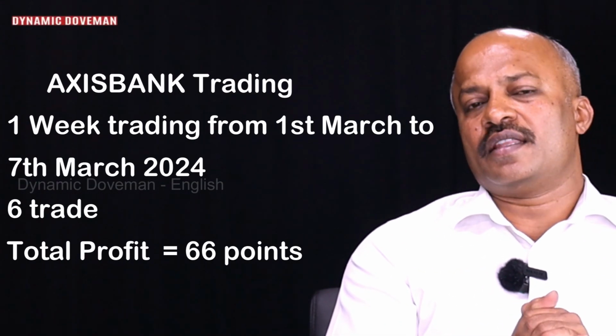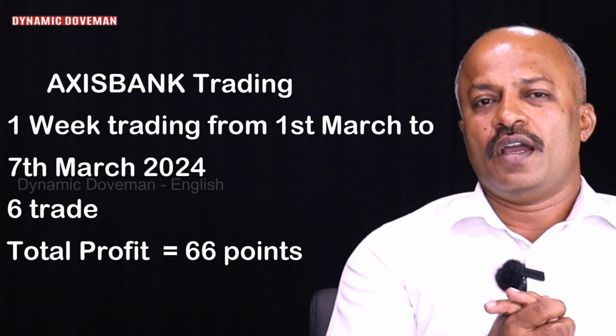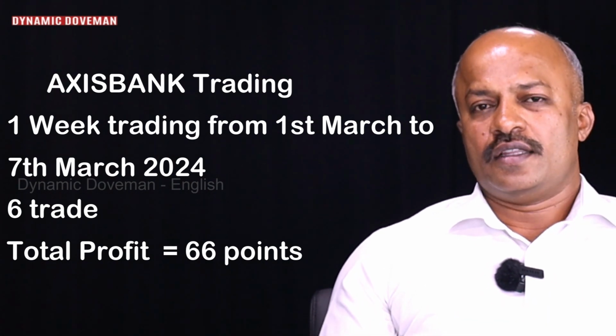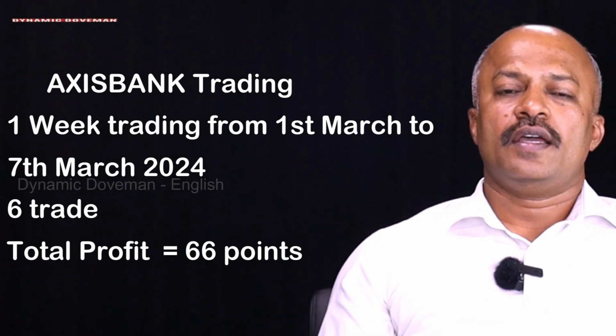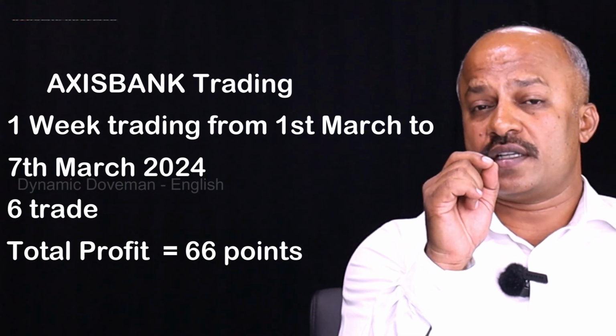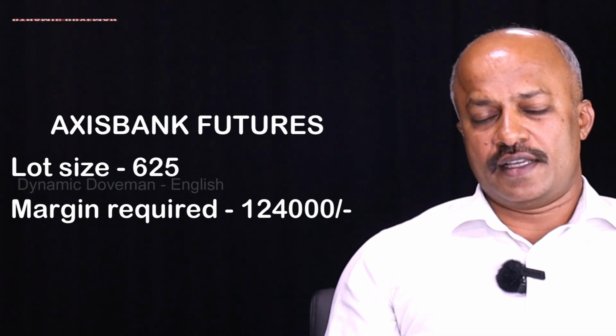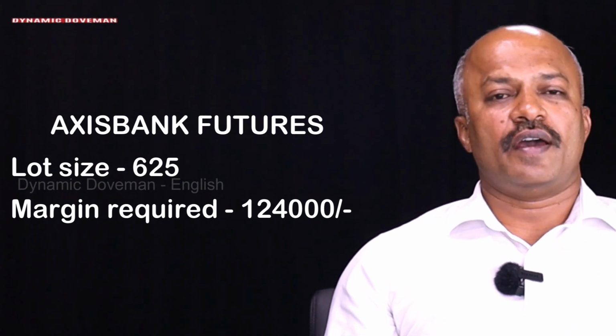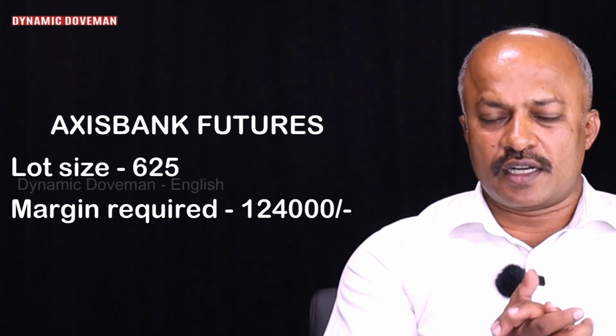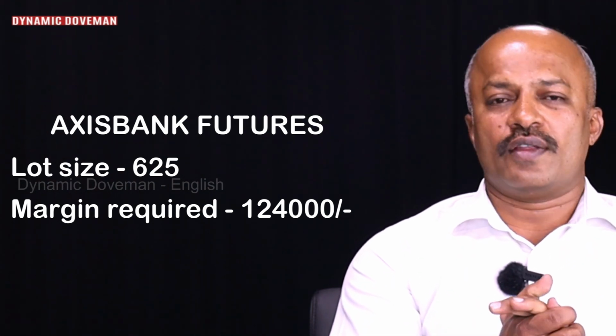So in Axis Bank, in these 6 trades, out of all the trades that we have done, the total profit, if you tally it up, comes to 66 points captured. I am talking as per futures. If you are trading Axis Bank in the futures segment, the lot size, the minimum quantity, is 625. And there is a minimum margin required, exchange rules, you have to follow that.